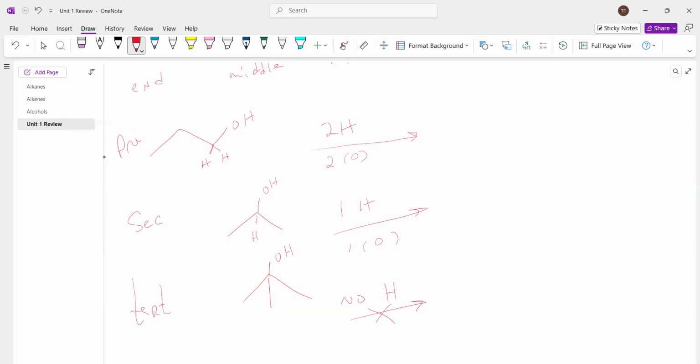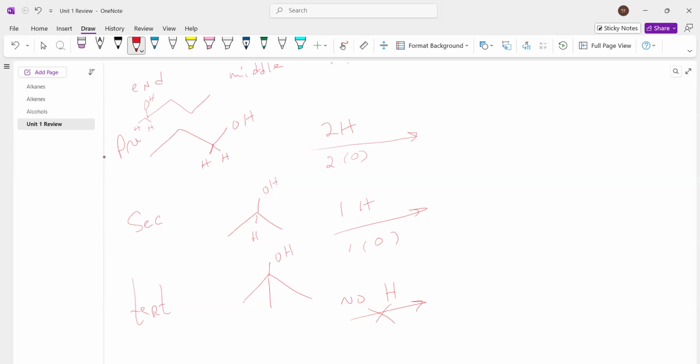Yes, can it be at the beginning versus the end, or no? Yeah, because it's on the end. So 1-octanol would be primary. Yes. Thank you. Yeah, or at the end, because at the end, instead of linking up to carbon, it's linking up to hydrogens.